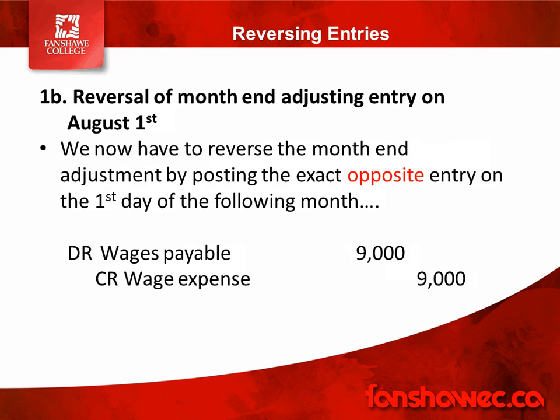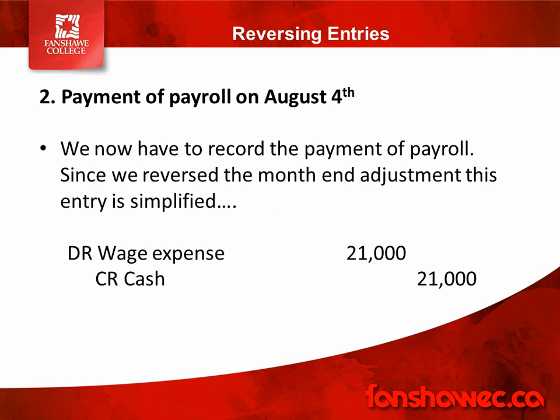Well, look at what happened back here on the reversal. What did we do? We debited wage payable and credited wage expense. So we have a credit to wage expense of $9,000 and a debit to wage expense of $21,000. Draw your T account out. 21,000 minus 9. There's your $12,000 in payroll expense. Okay. So at the end of the day, it all works out.